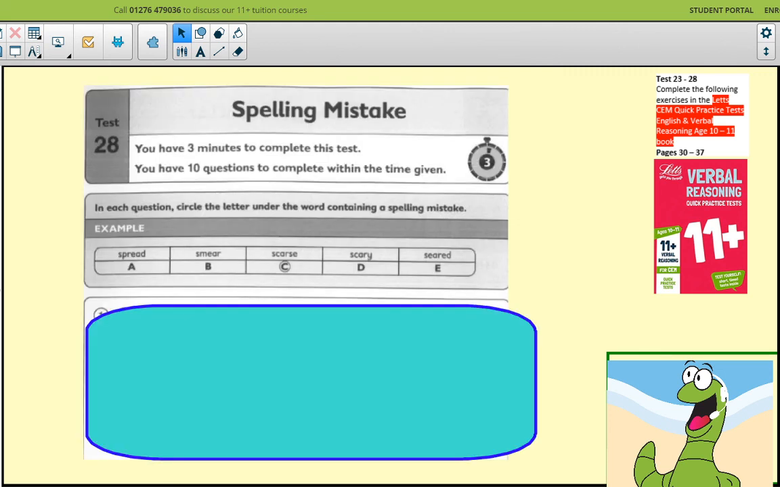And finally, lesson 20, test 28, you had just 3 minutes to complete this test by identifying the spelling mistake. Circle the letter under the word which contains a spelling mistake. In this example, it was C for scarce, because instead of an S there, we should have an E.